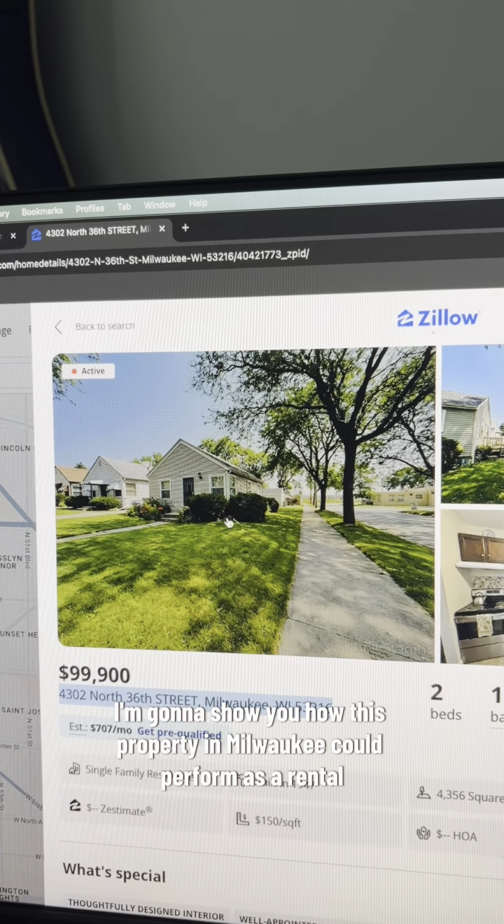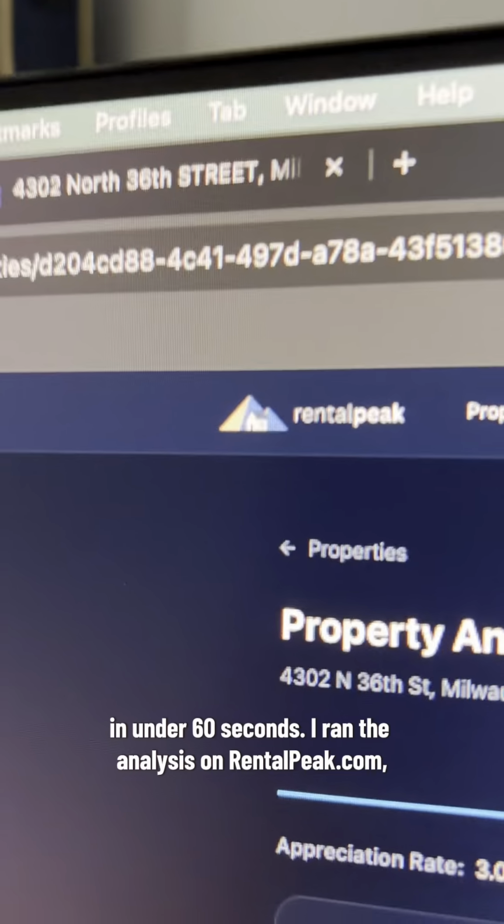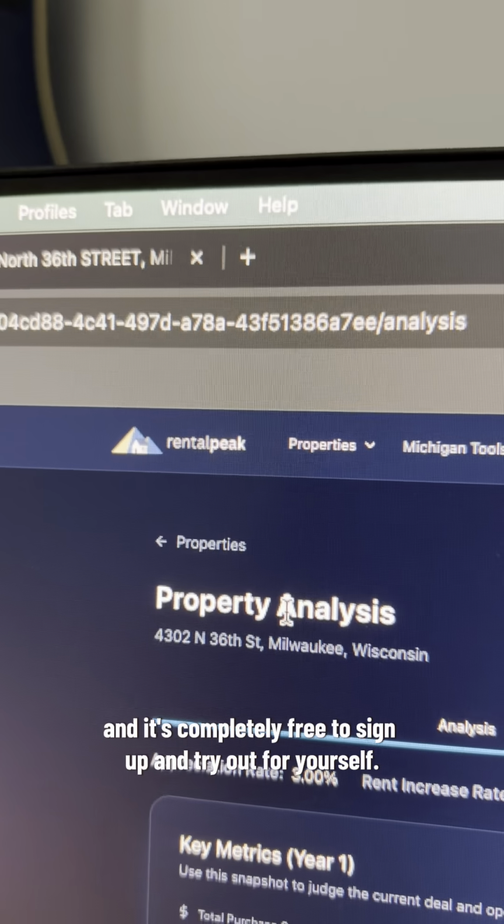I'm going to show you how this property in Milwaukee could perform as a rental in under 60 seconds. I ran the analysis on renttopeak.com and it's completely free to sign up and try out for yourself.